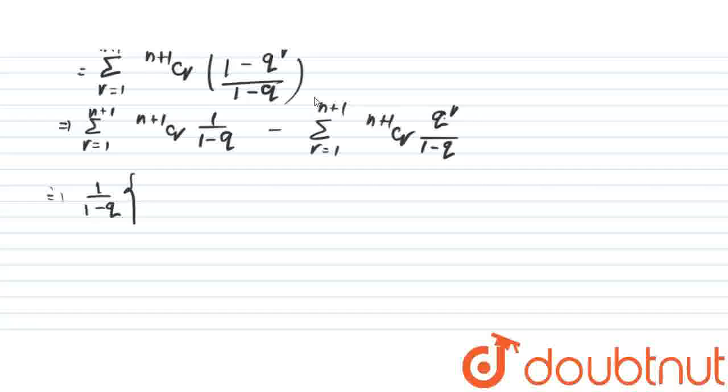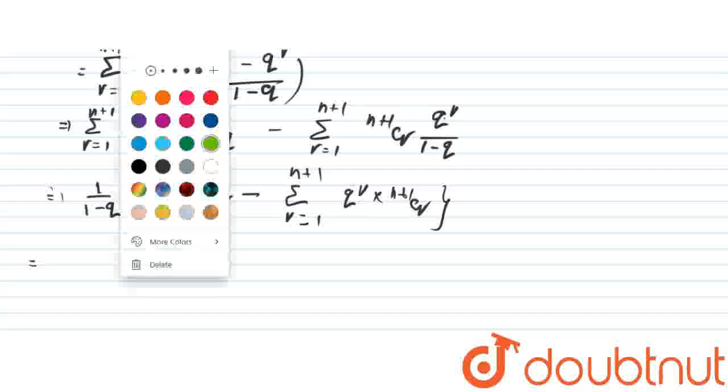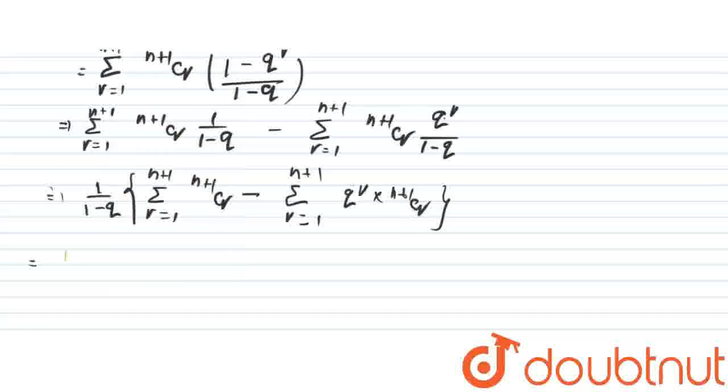Okay, now I can apply the summation of r equals 1 to n plus 1 of n plus 1 c r minus the summation of r equals 1 to n plus 1 of q to the power r into n plus 1 c r. Okay, now I will solve one by one. Now first of all, 1 divided by 1 minus q.